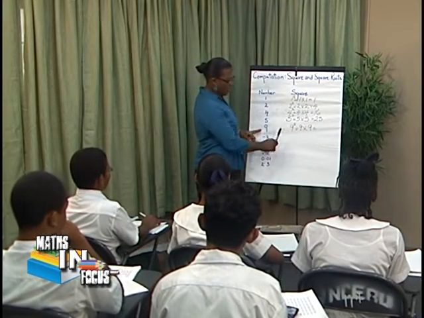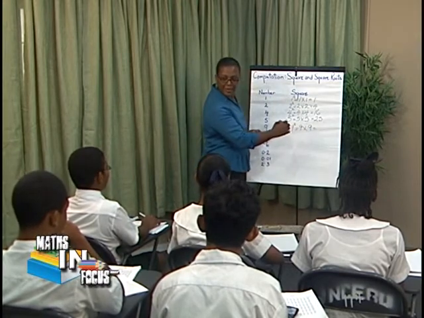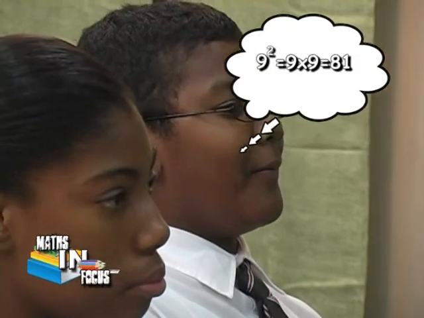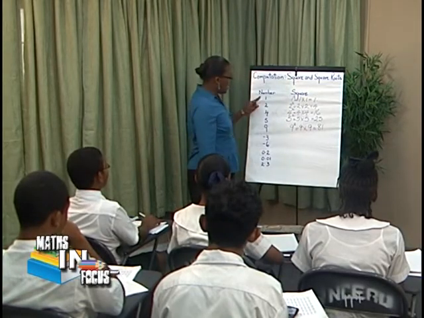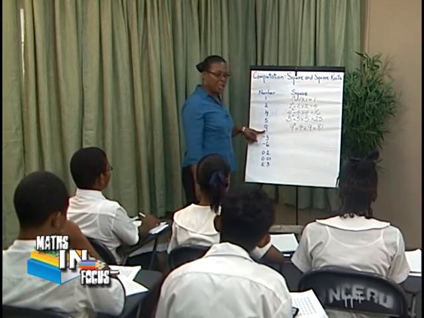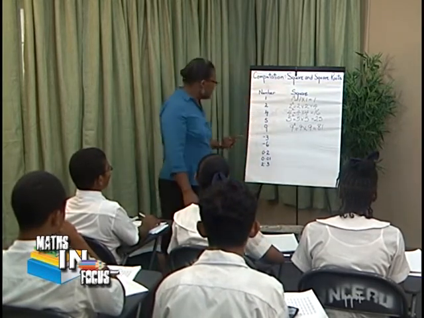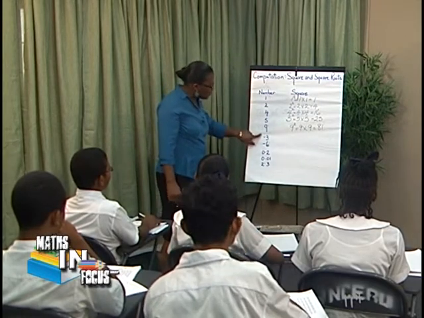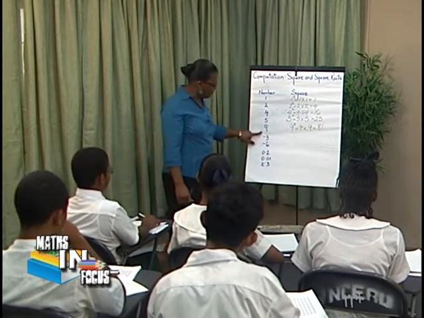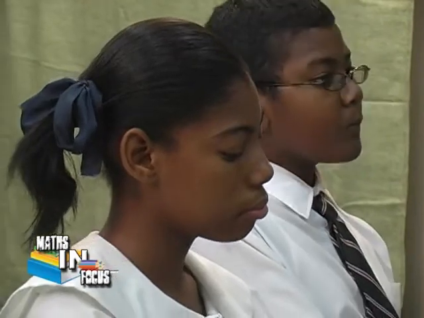Jonathan, what did you get when you multiply 9 by 9? 9 squared, and the product is 81. Very good. Now here we have been squaring whole numbers that are positive. The next two numbers are two negative numbers, -3 and -6. And we want to square those also.